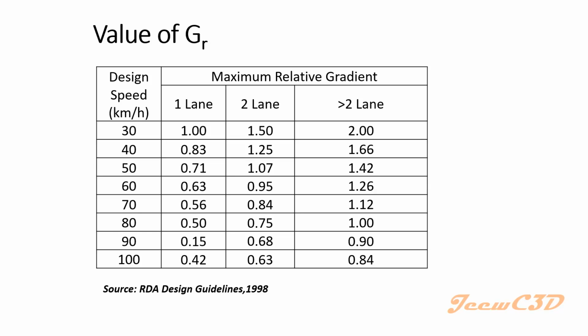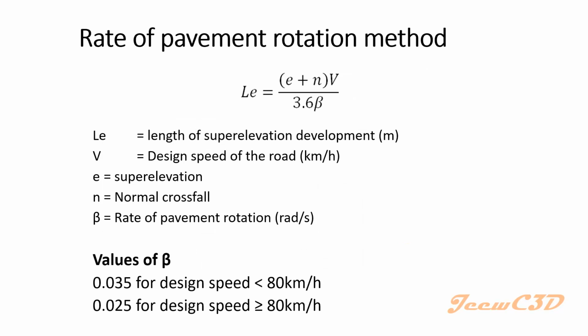Now we are moving on to the other method, which is the rate of pavement rotation method. In that method, we define the superelevation development length as LE equals (E plus N) into V over 3.6 beta. So LE is the superelevation development length. The E plus N term, as I told you earlier, implies how much change in the superelevation occurs in this transition, or in this superelevation development length. So it is the same thing we learned in the relative gradient criteria. Then V is the design speed of the road in kilometers per hour. Then the beta factor depends on the design speed of the road.